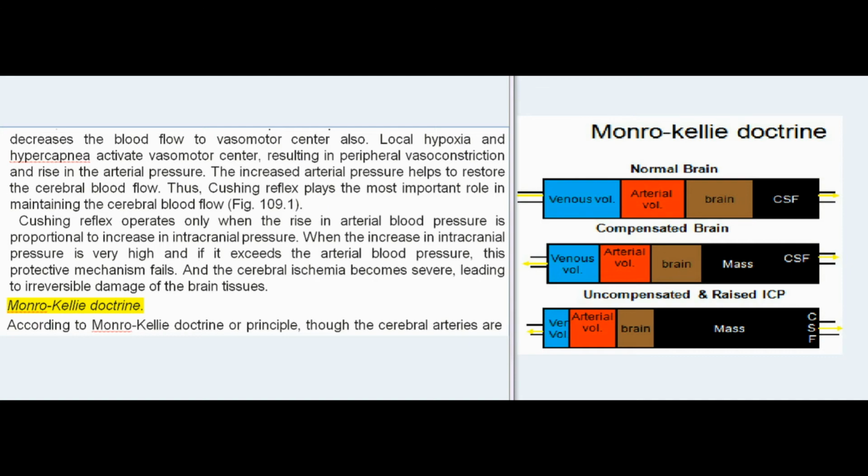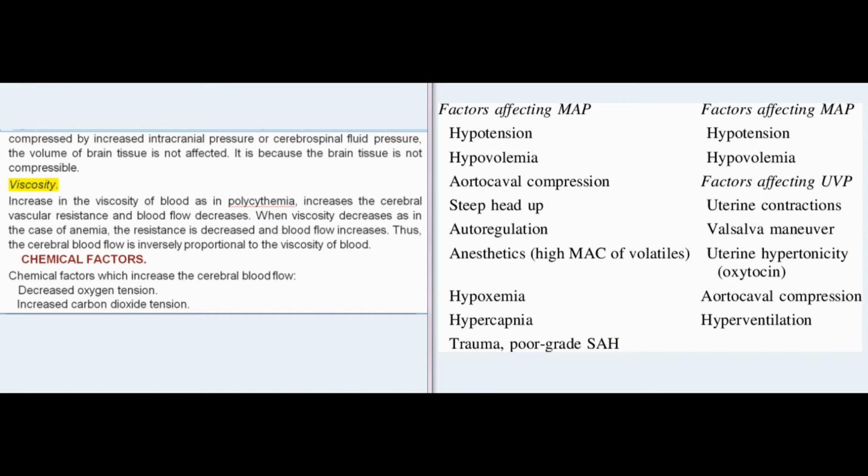Monroe-Kelly Doctrine. According to Monroe-Kelly Doctrine or principle, though the cerebral arteries are compressed by increased intracranial pressure or cerebrospinal fluid pressure, the volume of brain tissue is not affected. It is because the brain tissue is not compressible. Viscosity. Increase in the viscosity of blood as in polycythemia, increases the cerebral vascular resistance and blood flow decreases. When viscosity decreases as in the case of anemia, the resistance is decreased and blood flow increases. Thus, the cerebral blood flow is inversely proportional to the viscosity of blood.